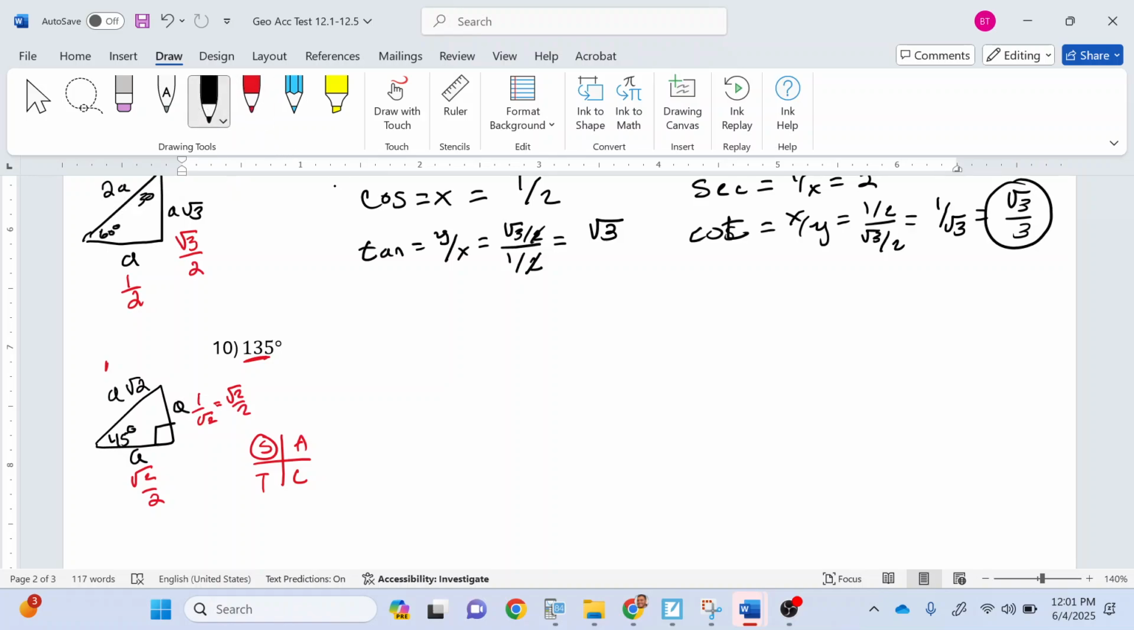So for sine, it's going to be root 2 over 2. For cosine, I should know it should be negative root 2 over 2. For tan, which is y over x, is root 2 over 2 divided by negative root 2 over 2. But these are the same thing on top and bottom, so this just becomes negative 1.